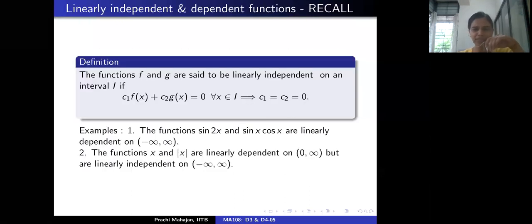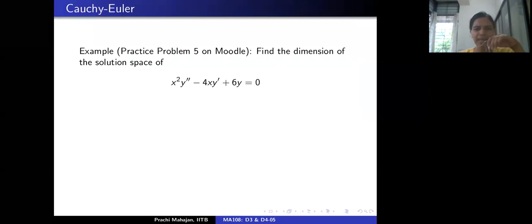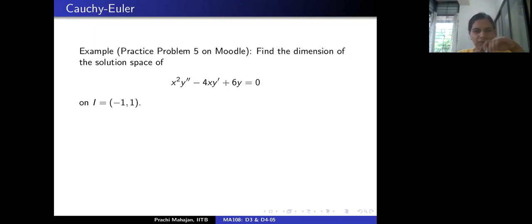So this was a bit of a digression on linear independence. Getting back on track, let's discuss one of the practice problems recently uploaded on Moodle. Suppose somebody tells you, find the dimension of the solution space of the following second order homogeneous differential equation: x squared d square y by dx square minus 4x dy by dx plus 6y equals 0. Very important to specify the interval, on the interval -1 to 1.